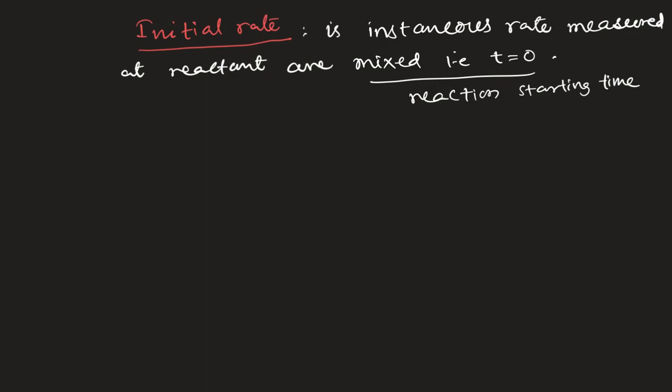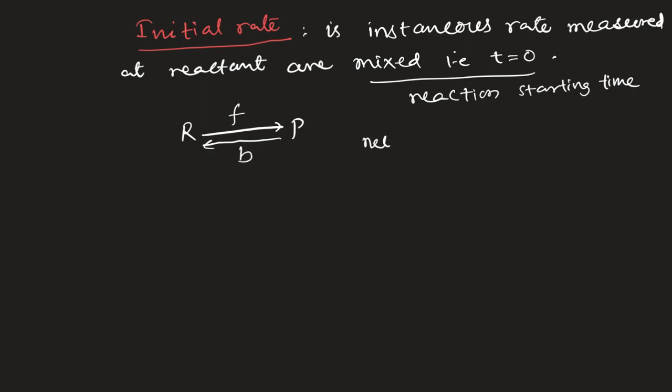So what is the overall difference between the average, instantaneous and initial rate? Average rate is measured over a period of time. Instantaneous rate is measured at a particular instant or particular time. Initial rate is an instantaneous rate measured at starting time. So what is the use of this? For example, a reaction performs reactant to product. This is called forward reaction. Product converting into reactant is called backward reaction.